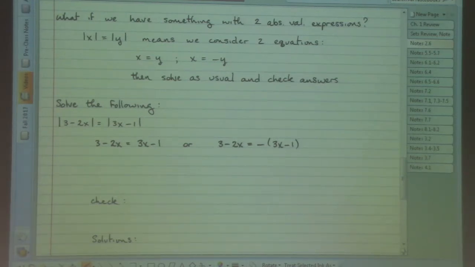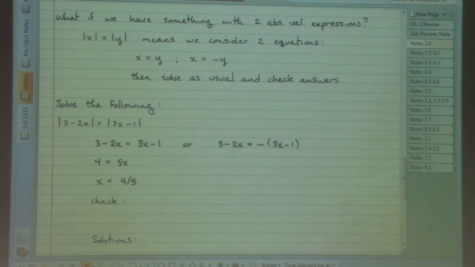If we go ahead and add 2x to both sides and add 1 to both sides, we would get 4 equals 5x, meaning that we would get x equals 4/5 for one possible answer that we would want to check.